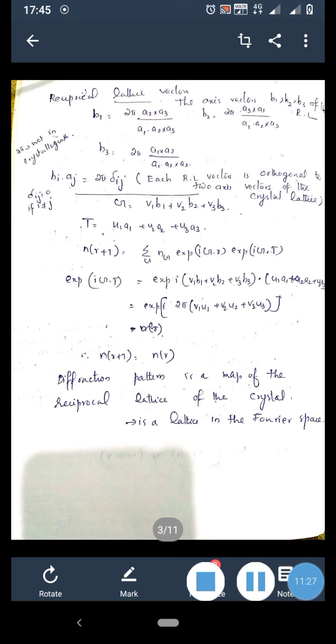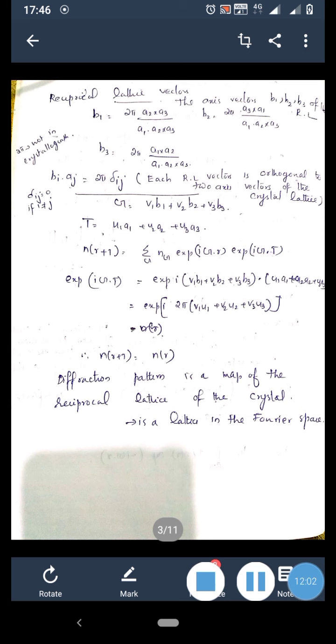You can separate this into two terms, exponential i G dot r into exponential i G dot t. So first of all, you have to write exponential i G dot (r plus t) and split that into two. Then for G, you can substitute v1 b1 plus v2 b2 plus v3 b3. For r, you can remain it as such, that is, the summation over G of n_G exponential i G dot r. Then the second term is exponential i G dot t.